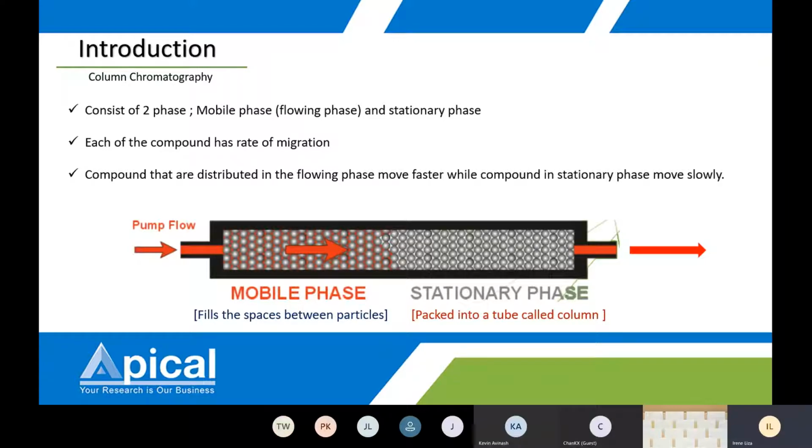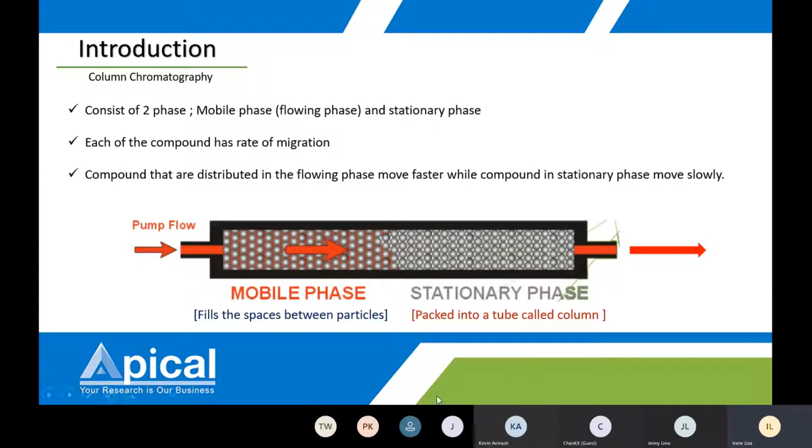Each compound that moves within the mobile phase has a rate of migration, which is determined by the distribution coefficient, also known as K. The compounds that are distributed in the flowing phase, usually the mobile phase, are the most common in column chromatography. They tend to move much faster compared to compounds in the stationary phase, which move slowly.